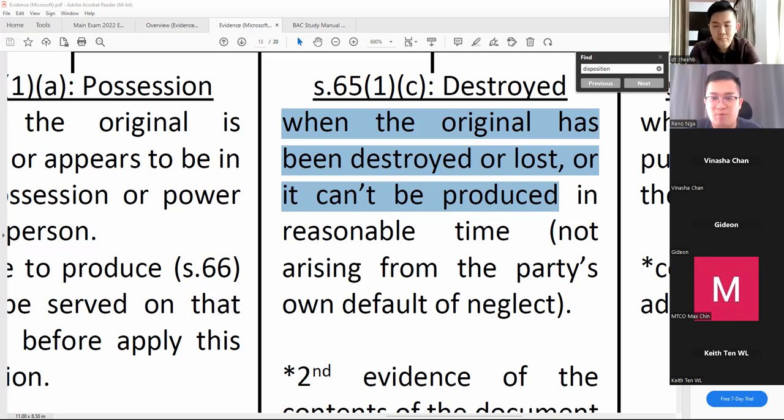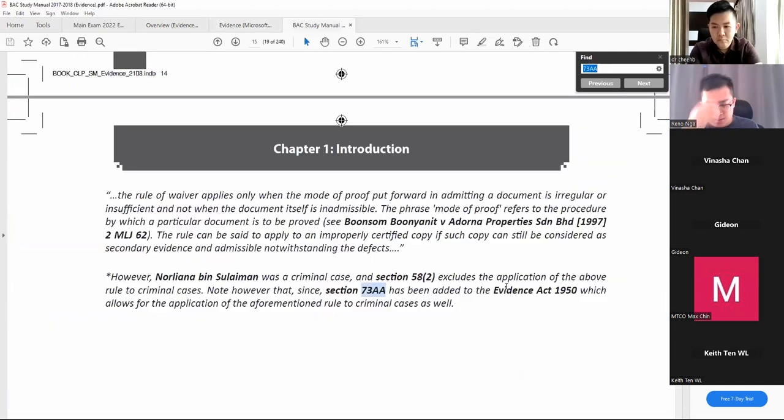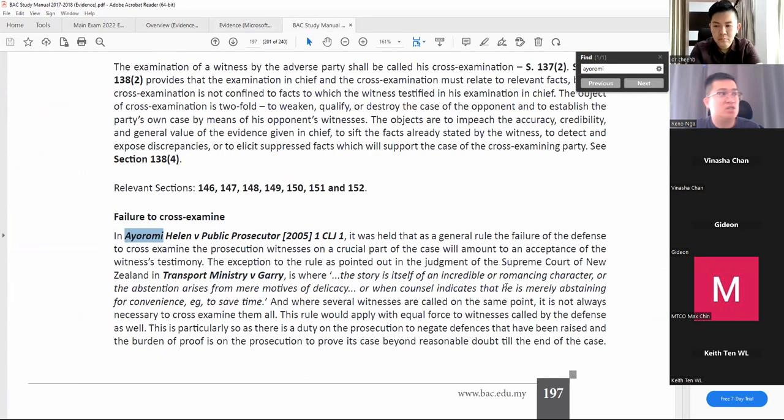This time, I need to highlight one more case to you guys: Ayoromi, if you know that case, about cross-examination. Today, let's say I start a case and sue Dr. Chi. I ask Dr. Chi, have you paid Renault the tuition fee? Dr. Chi doesn't want to answer. When he fails to answer, it means yes, he didn't pay Renault. Okay?